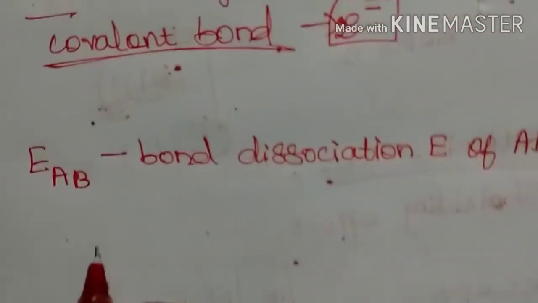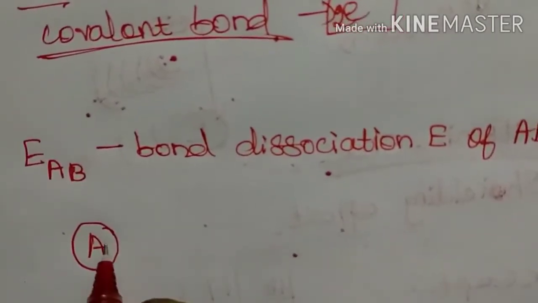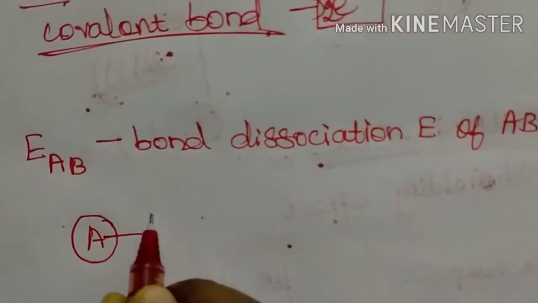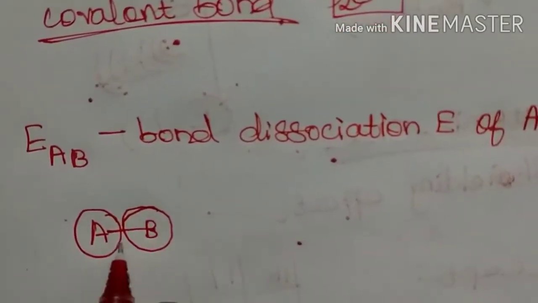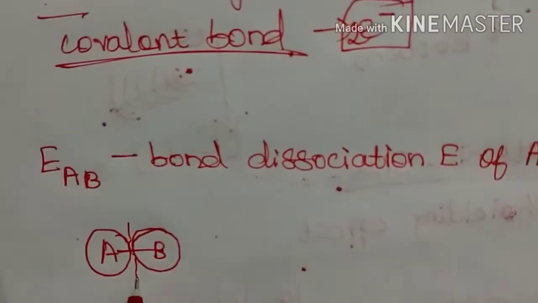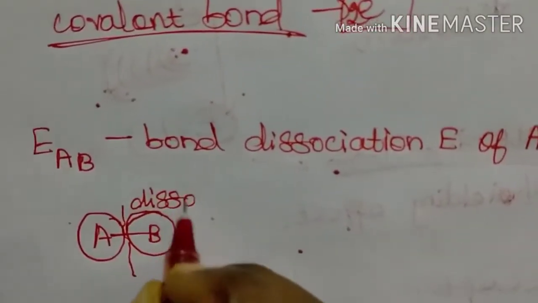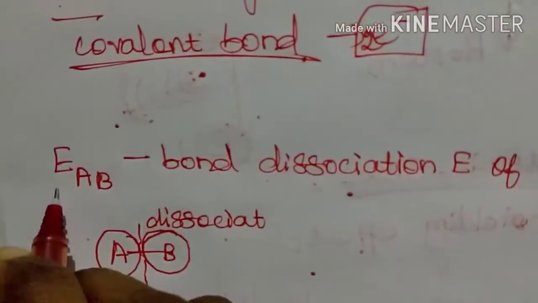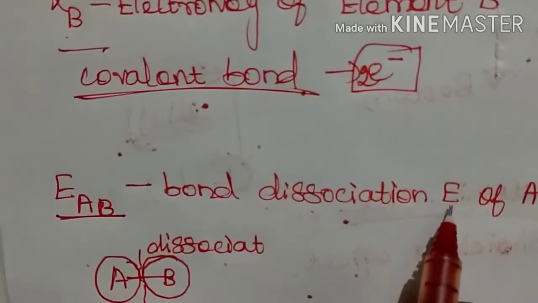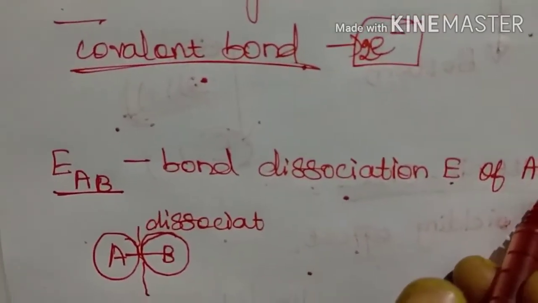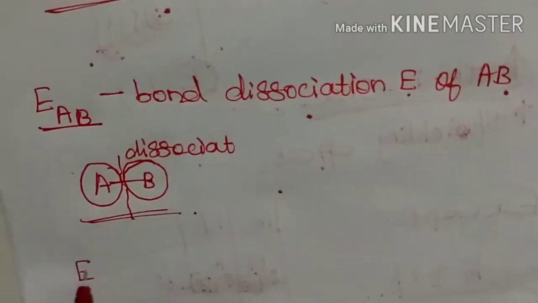Of A and B. So A atom is bonded with B atom by a covalent bond. So the energy required here to dissociate this bond is known as EAB. That means bond dissociation energy of A and B, which is in a covalent bond.